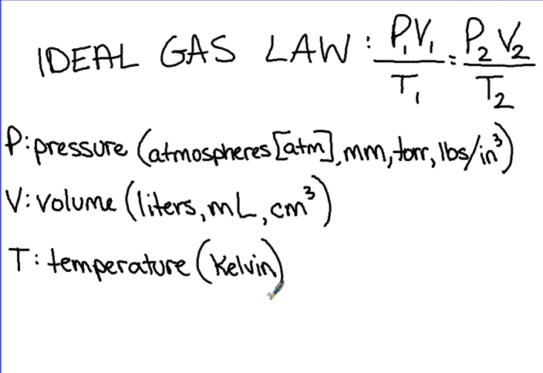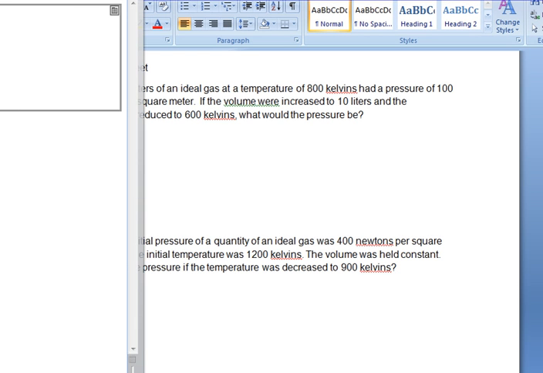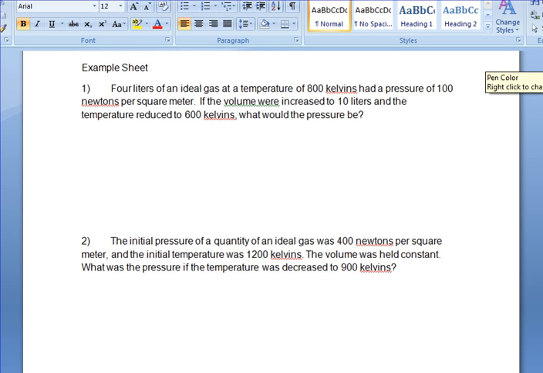Kelvin. All right, so on your example sheet, there's 3 examples. We're going to look at the first example, keeping in mind that we are going to use this equation, P1 V1 over T1 equals P2 V2 over T2. All right, so let's look at the example sheet. Number 1 says 4 liters of an ideal gas at a temperature of 800 Kelvin has a pressure of 100 newtons per square meter. If the volume were increased to 10 liters and the temperature reduced to 600 Kelvin, what would the pressure be?